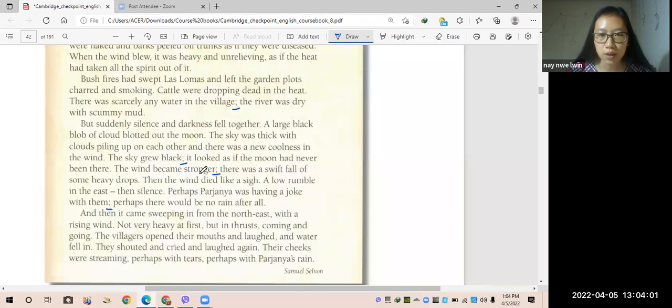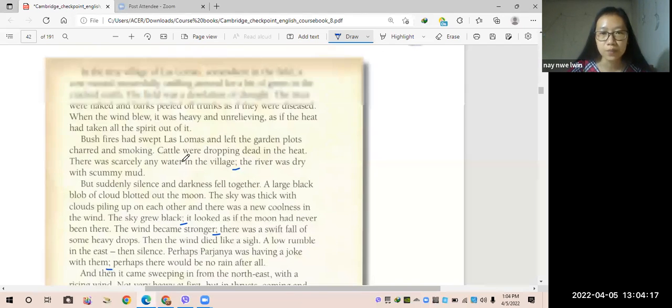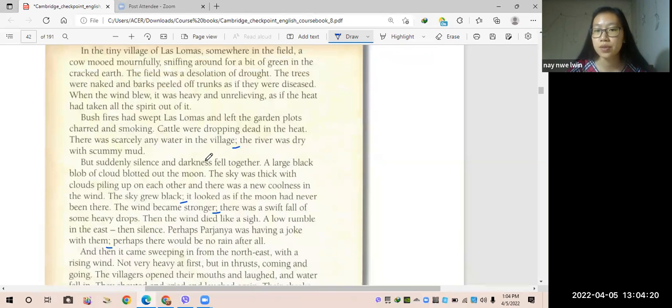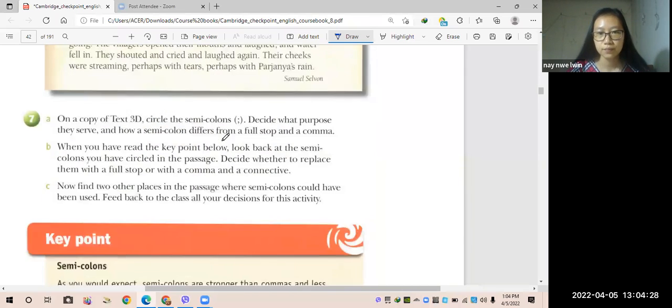The wind began stronger; and there was a swift fall of some heavy drops. And again, "Perhaps Virginia was having a joke with them; perhaps there would be no rain after all." So all these semicolons show the strong connection between the two sentences, and give the explanation, more of the explanation of the first situation. That is the purpose itself, right? To show the strong connection between the two sentences and to give more explanation about the first sentence.